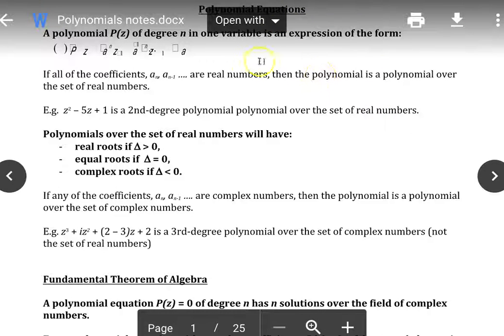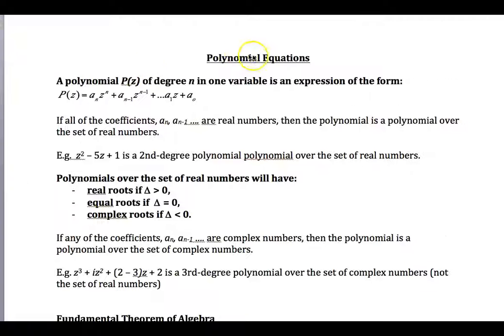Okay, polynomial equations. So polynomial equations, first video in the polynomials topic. A polynomial, P in Z, of degree n in one variable is an expression of the form: a sub n, z to the power of n is your highest power, plus a sub n minus 1, z to the n minus 1, one power less. We keep going down.